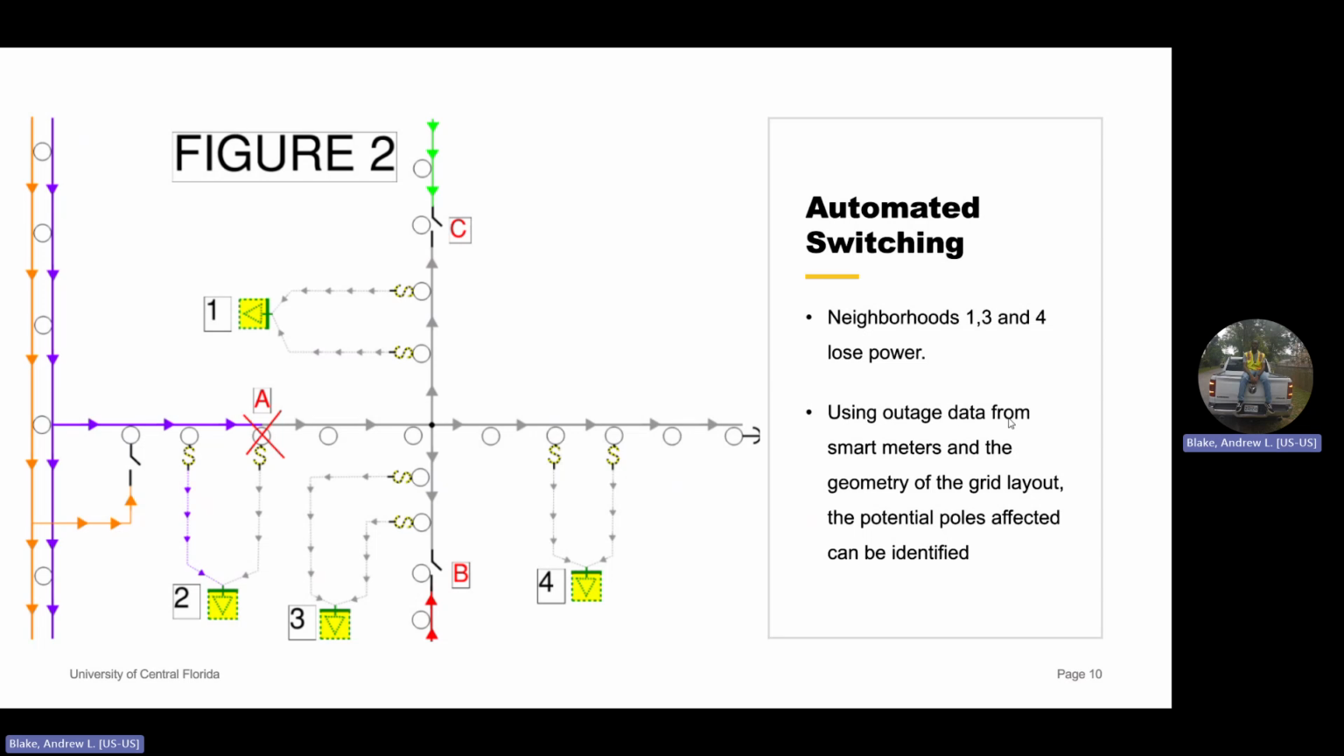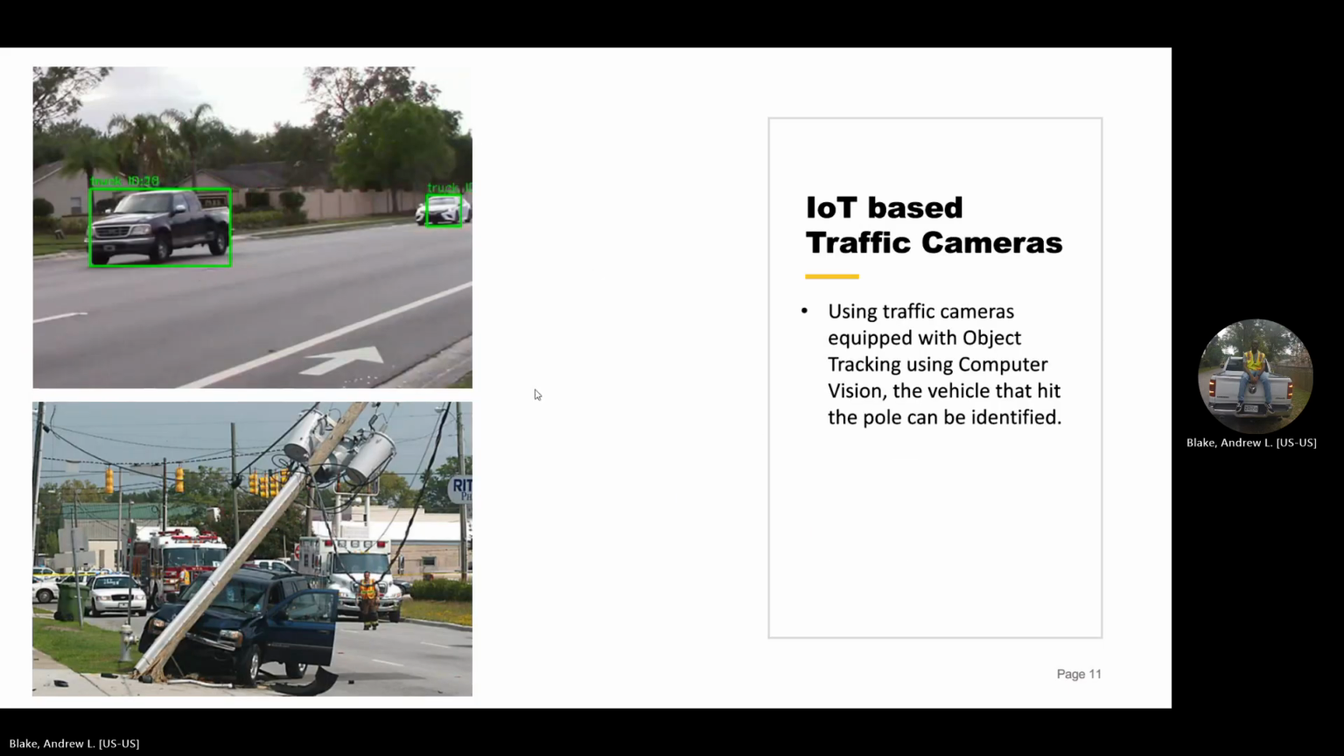Using the outage data from the smart meters and the geometry of the grid layout, we can determine the potential poles can be identified. When we combine both the IoT-based traffic cameras as well as object tracking, we can get a good idea of the exact pole that was hit by that car.